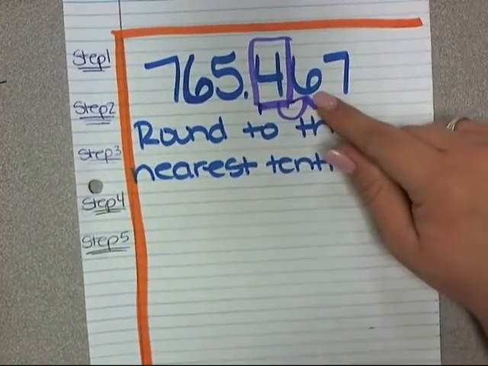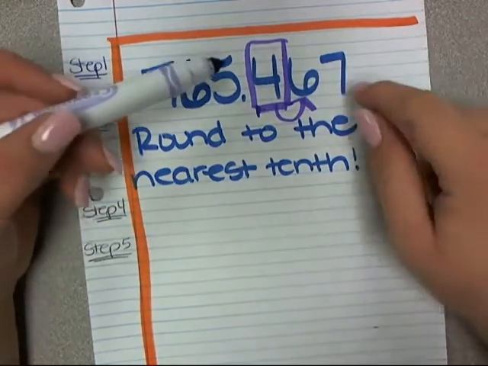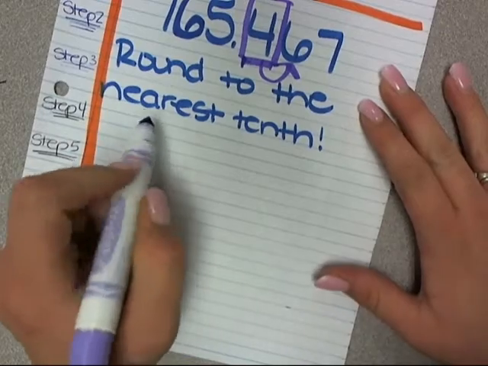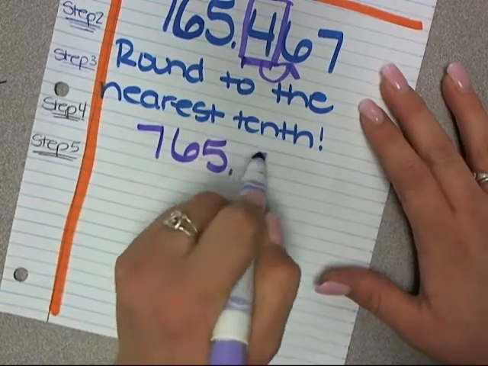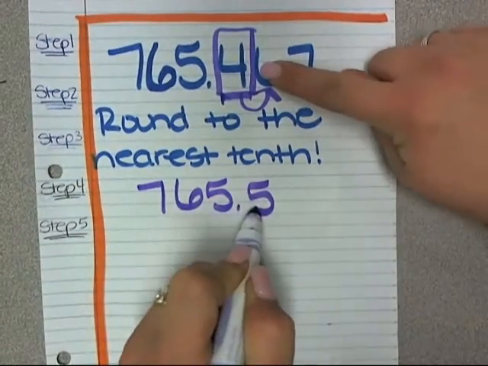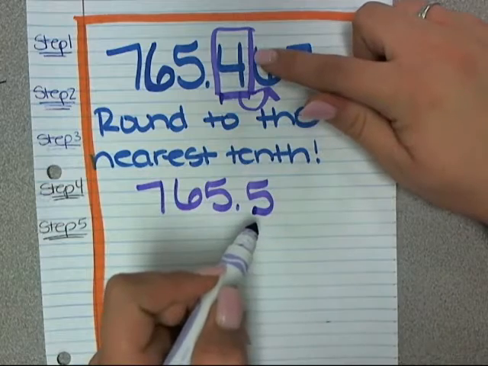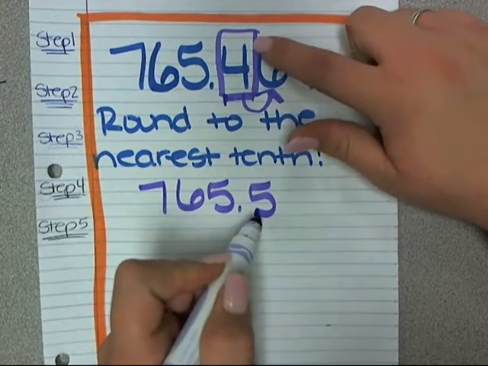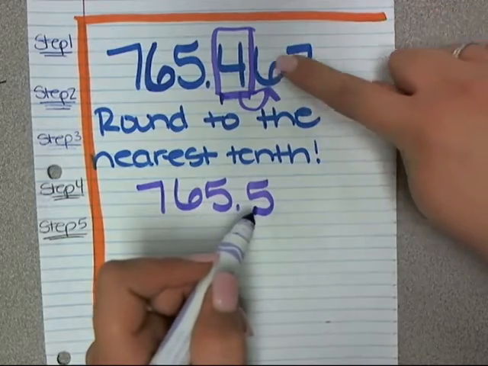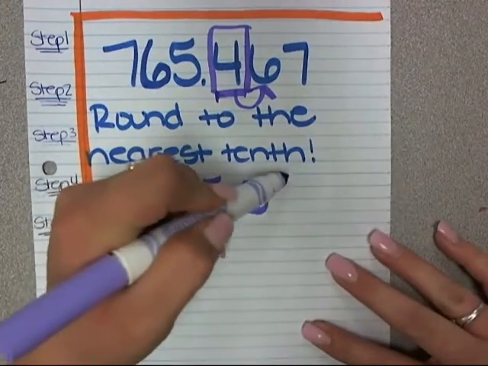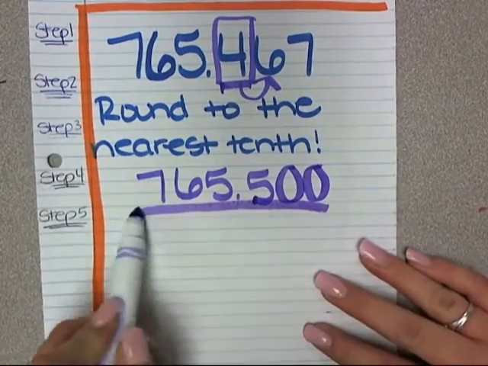Yes, 6 is higher than 5. Therefore, we're going to be pumping it up. So we're going to pump it up to 5. So we're going to get 765.5 because this is the number we're rounding, right? So the last step is to truncate. Truncate means to clear these out with zeros. After this, you just want to have zeros. You don't need to keep the 6 and 7 because we rounded. So we're going to clear it up with some zeros, and that would be your answer.